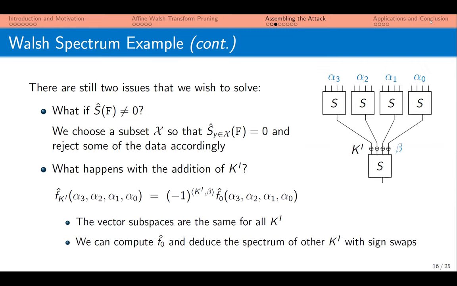Next, we wonder what happens if we have the addition of an inner key. It turns out that we can just write the Walsh coefficient of the key recovery map for any inner key guess in terms of the Walsh coefficient for the zero key guess. This has two consequences. The first is that the vector subspaces we described in the previous slides apply to all inner key guesses. And the second is that we can actually compute the Walsh spectrum for F0 and then just deduce the Walsh spectrum for all the other keys with some sign swaps.